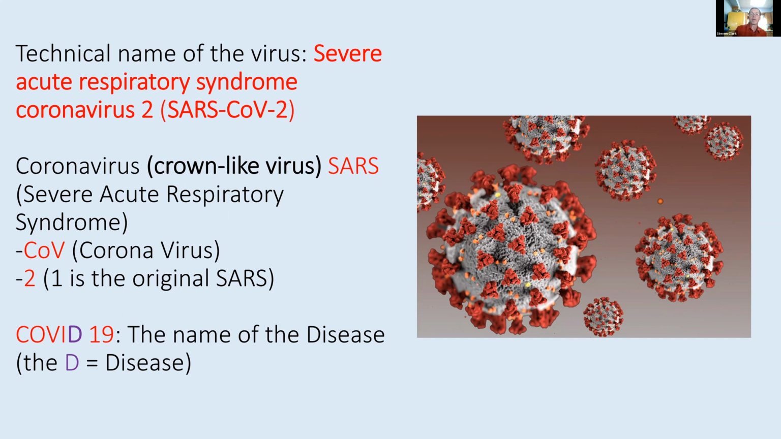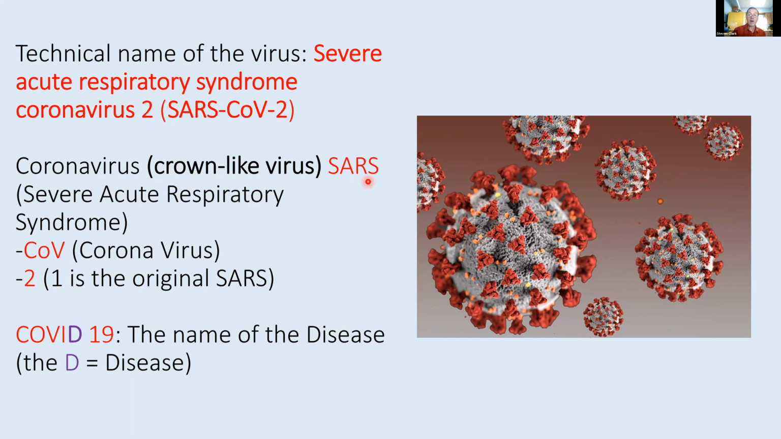The technical name for the virus that we're talking about is severe acute respiratory syndrome coronavirus 2, SARS-CoV-2. So this is the name of the virus, and here's why it's named that. It's called corona because it looks a little bit like you've got jewels on the crown, and it's a virus, so we call it coronavirus.